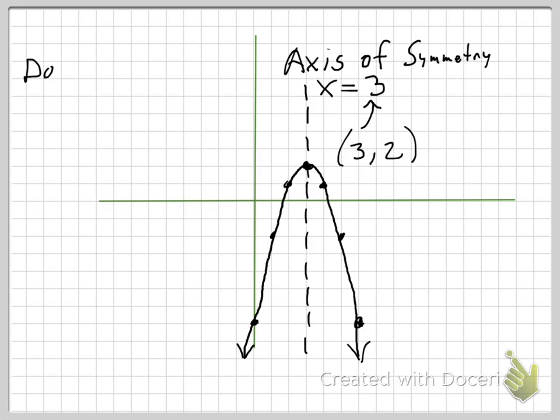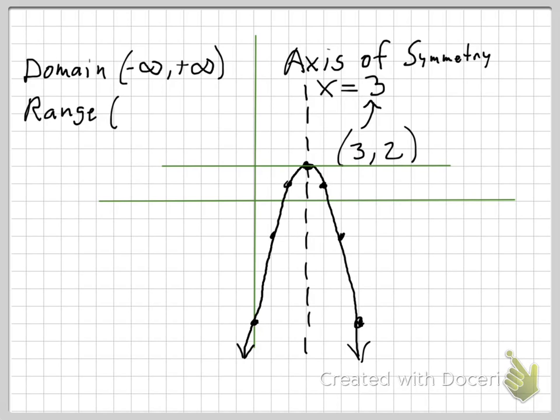Okay, continuing on. Domain, simple enough for a quadratic. The x is continuous on all reals. The range, we have to be a little bit more careful. We see we have a top to the function. The top goes no higher than y equals 2. It will go up to and including 2, but no more.